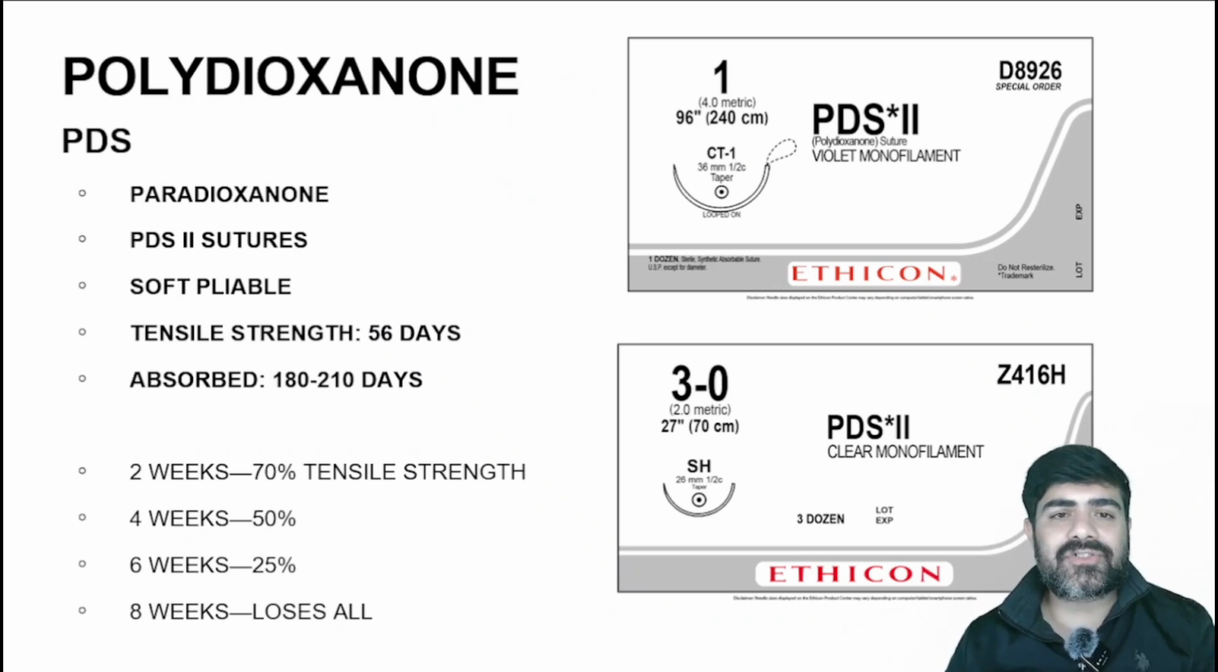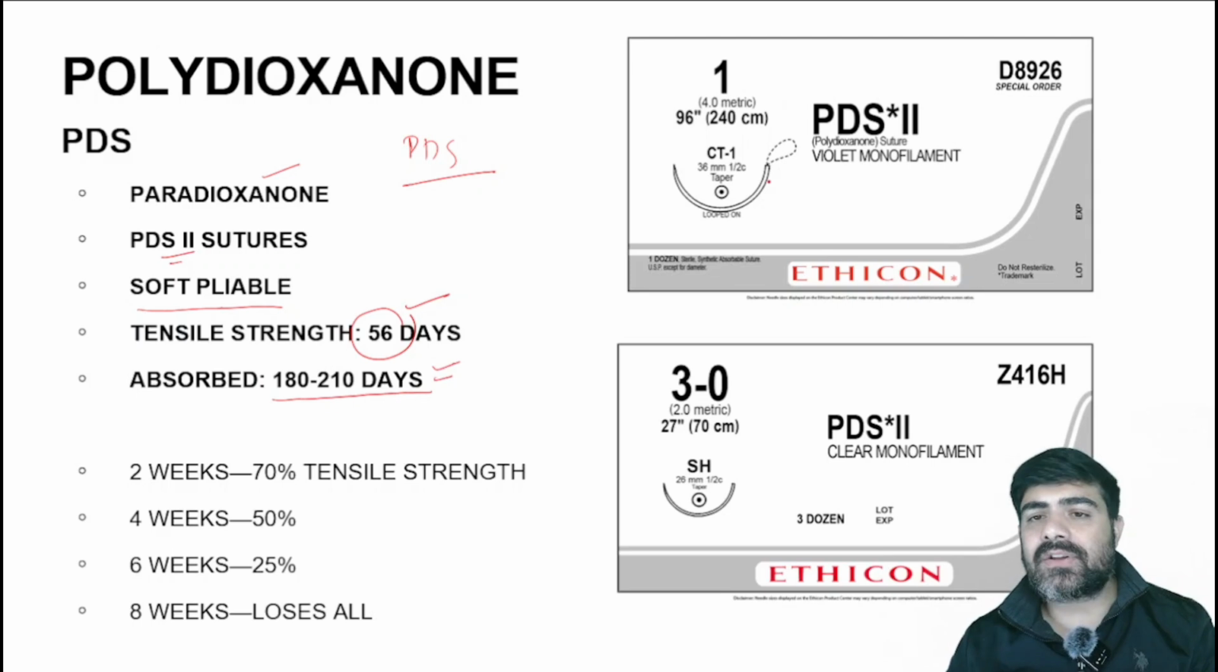Now we have polydioxanone, PDS. So this is PDS, paradioxanone, PDS II suture. It is soft and pliable. Tensile strength is lost in 56 days, and it gets absorbed in 180 to 210 days. This is a loop suture, like this loop suture, polydioxanone. This is number one. It is mainly used for closure of abdominal incision.